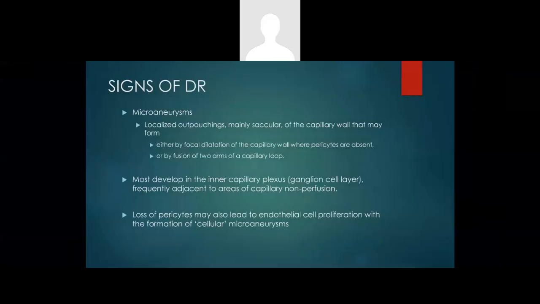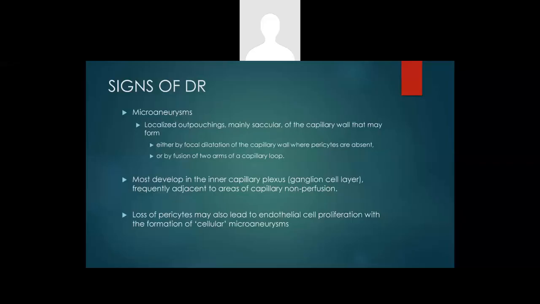Now, coming to the signs of diabetic retinopathy. The earliest and most important sign is the microaneurysms. As we already discussed, in diabetes, the capillary wall pericytes are absent, so the capillary wall itself is weak, which results in focal dilatation of the capillary wall and outpouchings. These outpouchings are mainly saccular, and that is called a microaneurysm.